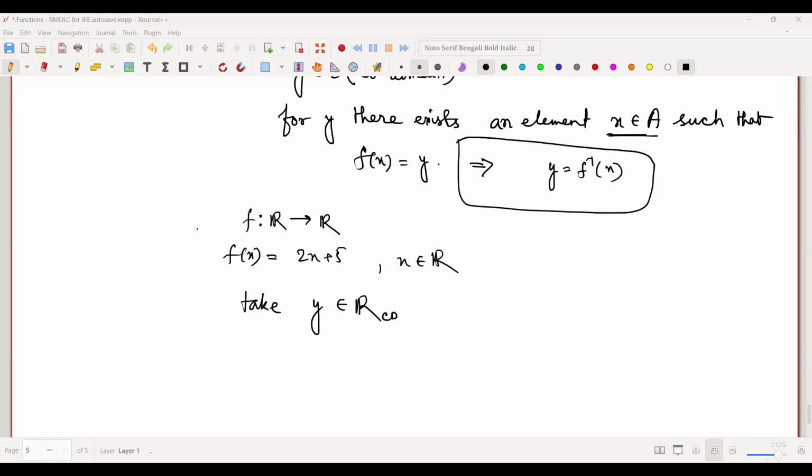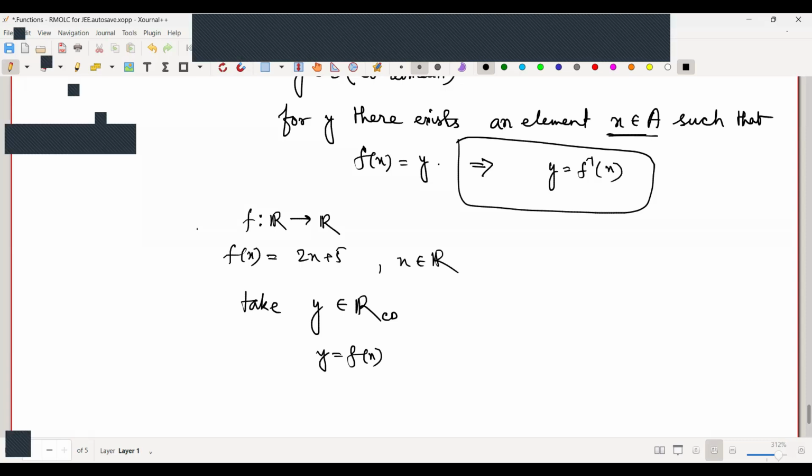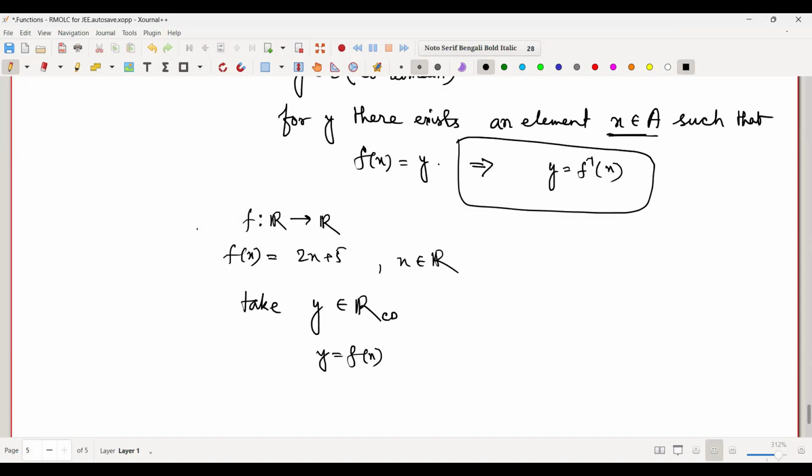This y is from the codomain. So for this y, let y equal to f(x). That means we are talking about a y from the codomain, and we are assuming that this y is arbitrary. For this y, there exists an x such that f(x) equals y. The f image of x is y. So that implies that y equals f(x).